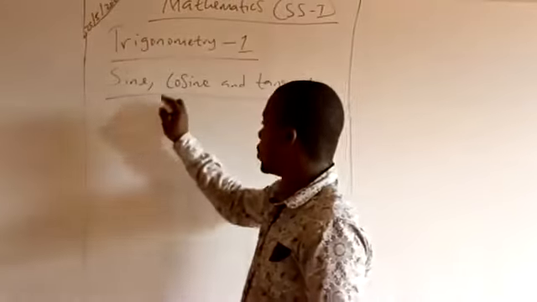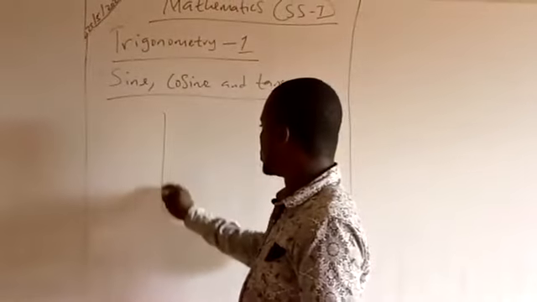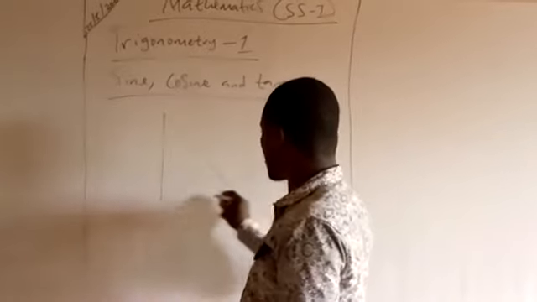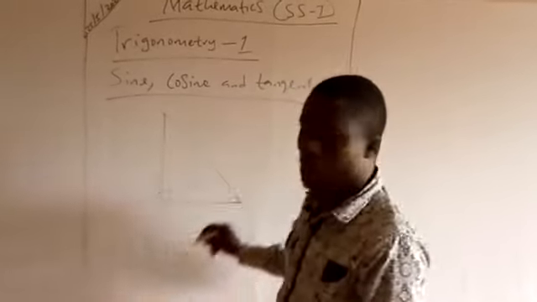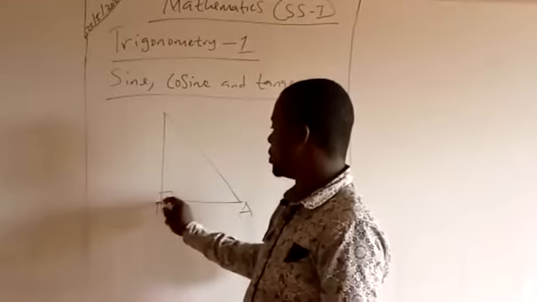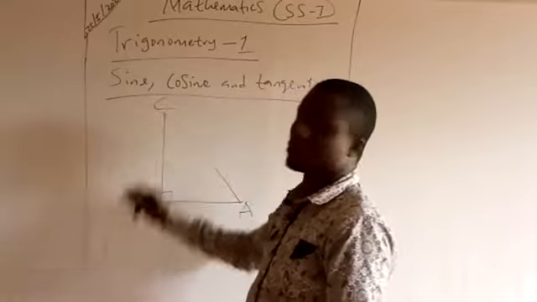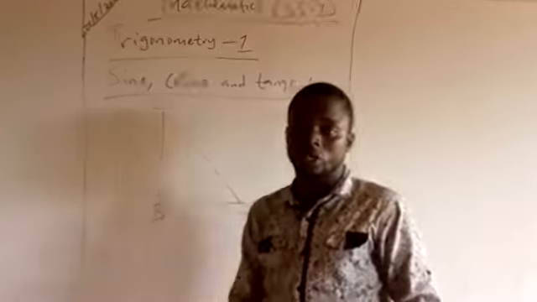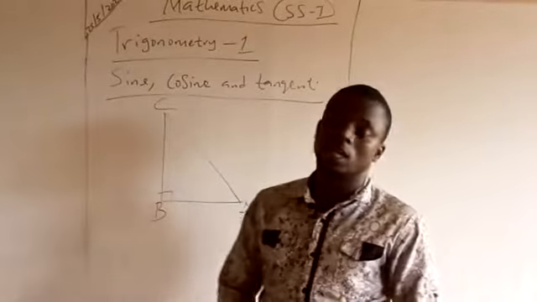So let's draw a right angle triangle to illustrate this. This is a right angle triangle. Let's call this side A, this one B, and this other side C. We want to see how we can get these trigonometric ratios: the sine, cosine, and the tangent.